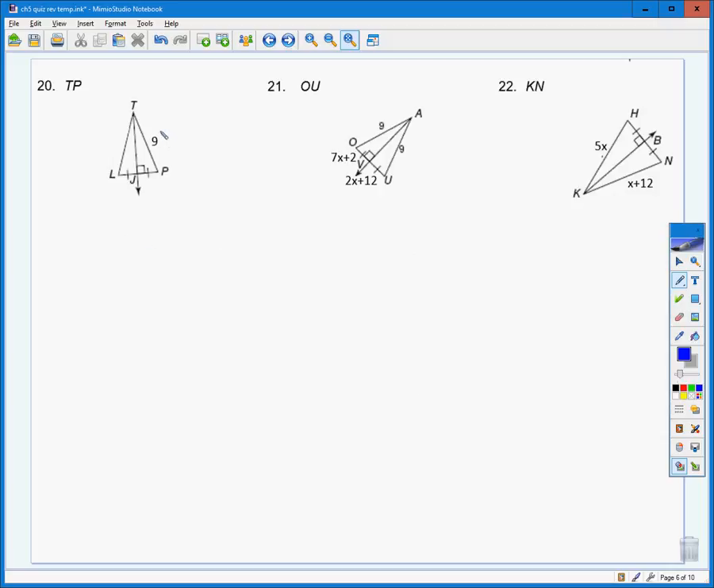Here they're asking for TP. I'm sure they meant to ask for something else, but TP is 9. If they were looking for LT, I know that this is a perpendicular bisector. I can see that it hit it at 90 degrees. So it should be the same distance from T to P as it is from T to L.